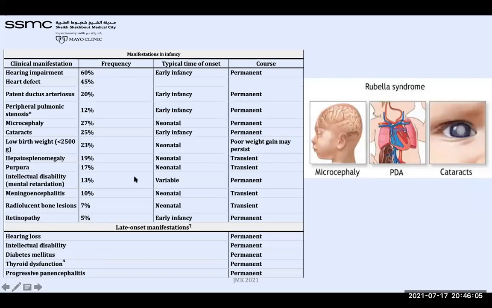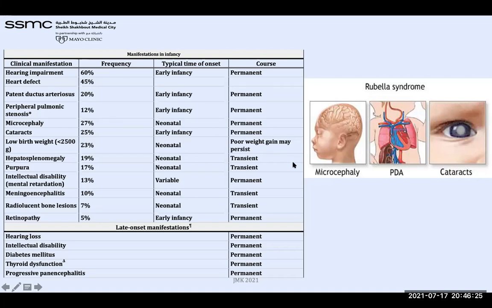Now, there are some manifestations, their frequency, and what happens. If there is hearing impairment, the chance is 60%, and this is permanent. So that's how the morbidity of this disease is very, very high.